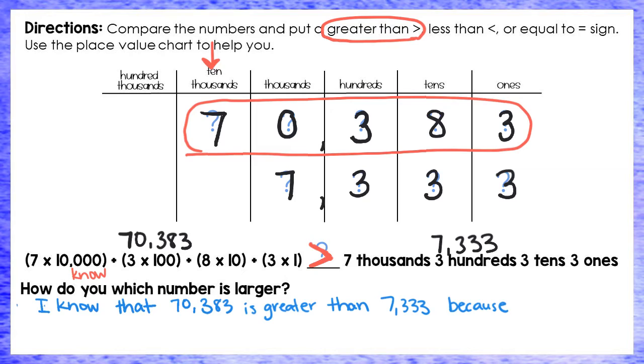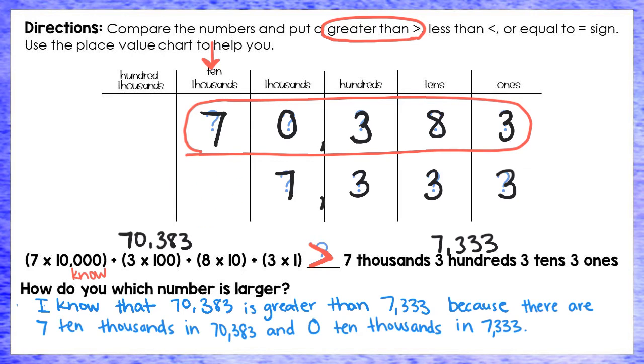Well, because in 70,383, there are 7 ten thousands, but in 7,333, there are no ten thousands. So that explains that you know that there is a reason. Even though they have a lot of the same digits, the place value of where each digit is the most important to figuring out which one is more.